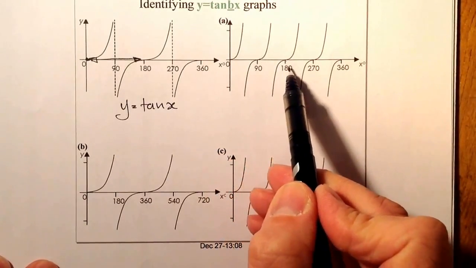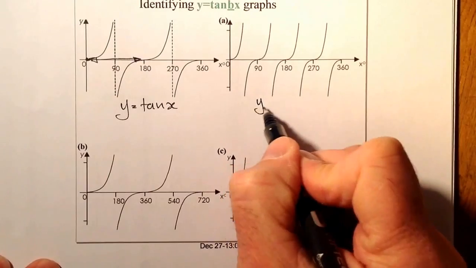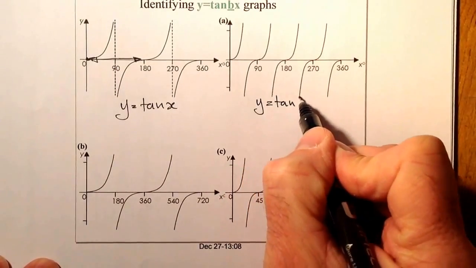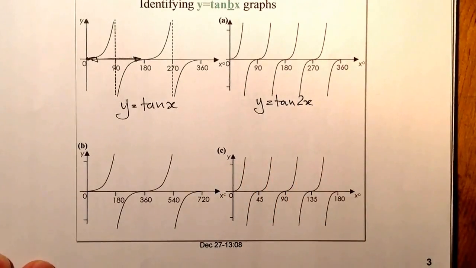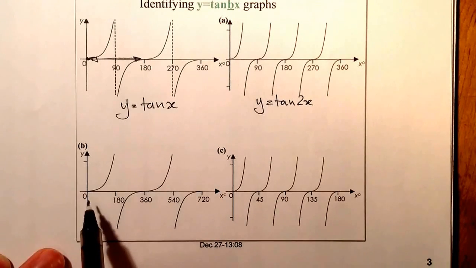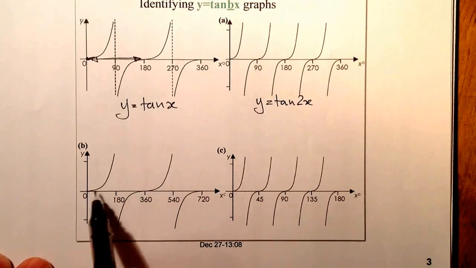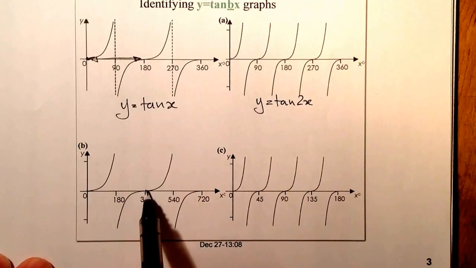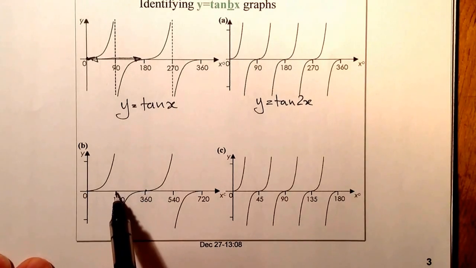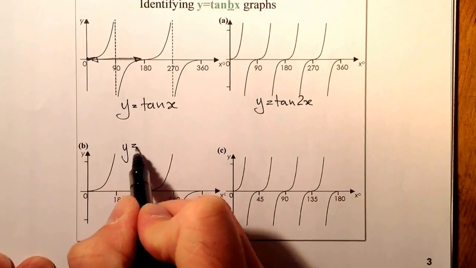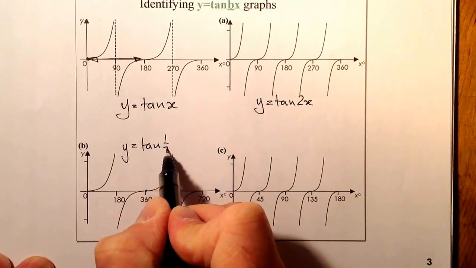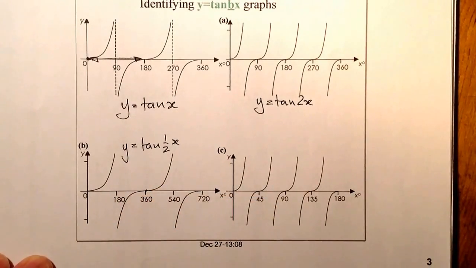If I look at this graph here, it's a tan graph, and there's 2 cycles within 180, so this is going to be y is equal to tan 2x. For B here, I can see that the graph goes up to 720 again, so there's only 1 cycle up to 360, so there's only a half cycle up to 180, so y is equal to tan, and that will be a half x.